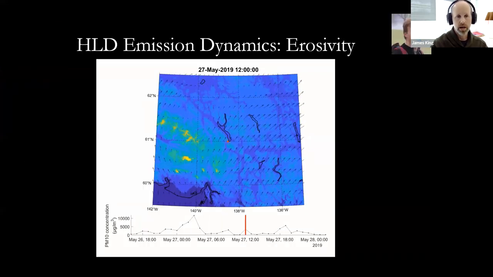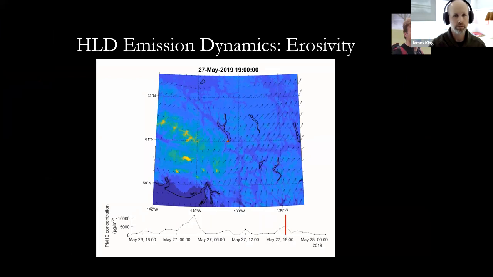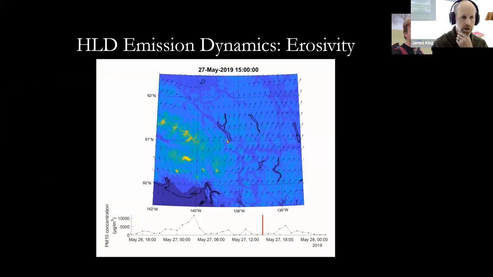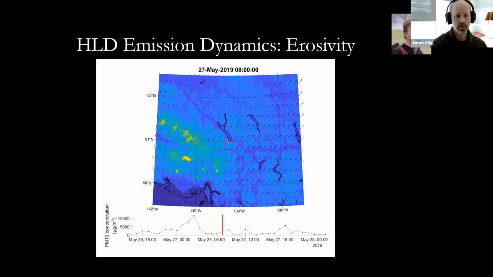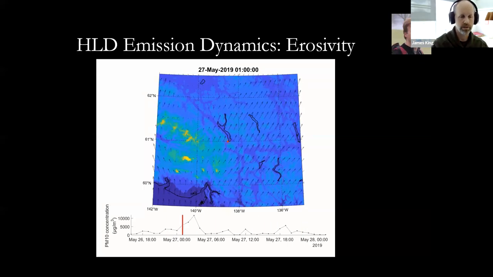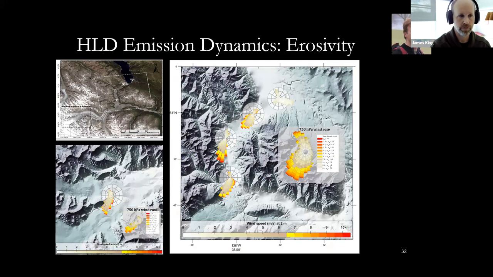In terms of erosivity, Daniel Bellamy, a current PhD student, has been looking at this specifically to try and tease out what the drivers are of the processes, whether they're synoptic or whether they're thermally driven. This is an ERA5 plot, trying to correlate that with the PM10 emissions concentration that we measure within the valley. What you can see here is that although the ERA5 seems to suggest quite a lot of wind around that area, it doesn't necessarily correlate with the increase in emissions that we saw at one particular time versus another.